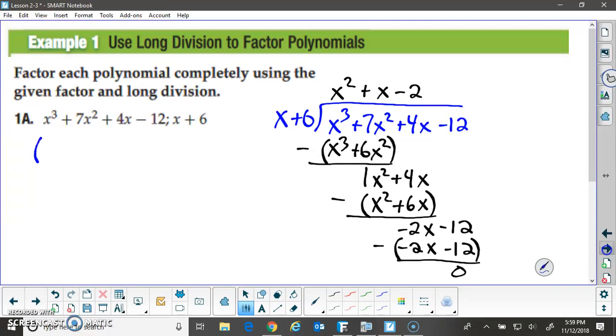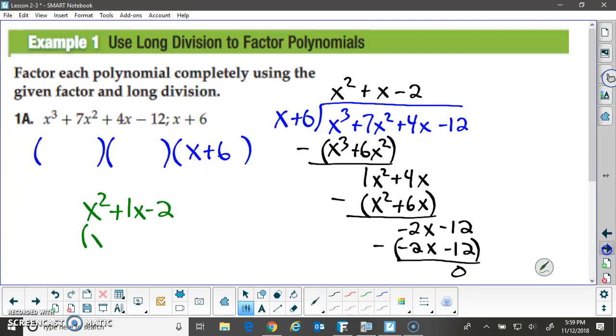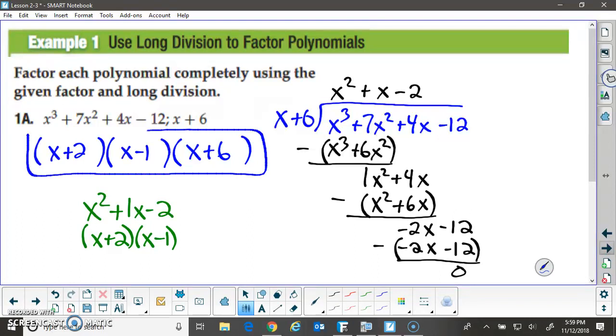So our final answer, again, has to have 3 groupings. And one of the groupings is x plus 6, because they told us that x plus 6 was a factor. And then I have to just take my quotient and factor that, and you can see this would factor into x plus 2, x minus 1. And so that is my final result for my 3 factors. So again, here we're using long division to completely factor a third degree polynomial.